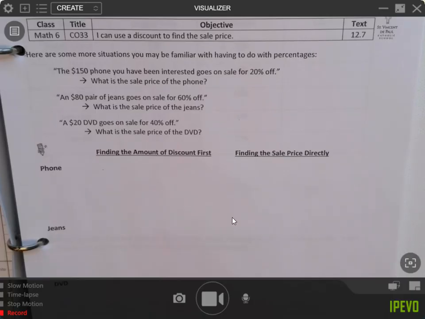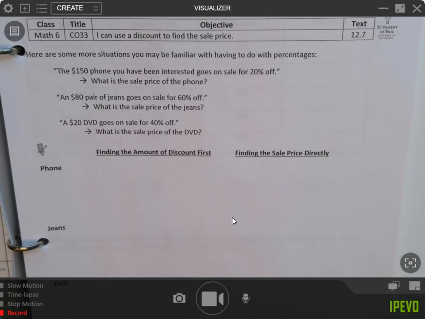Good morning, class. Today we are continuing with our percentages. We are doing CO33. I can use a discount to find the sale price. So we're going to use what we've been learning about percentages, and we're going to apply it to real life, right? We love to get sale prices, to get those discounts. Good to know about how much that new cost is going to be.